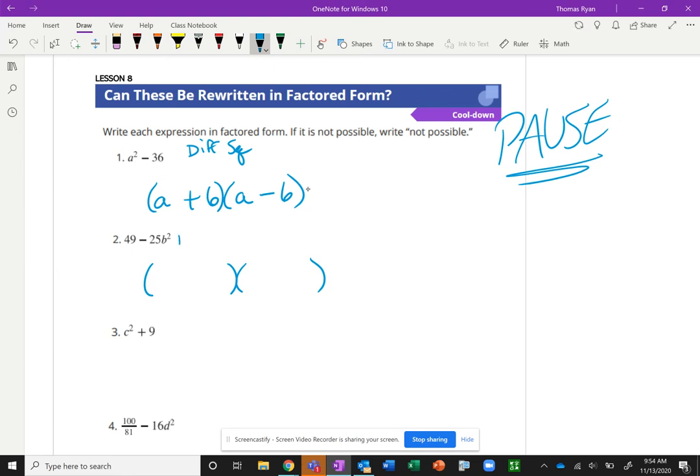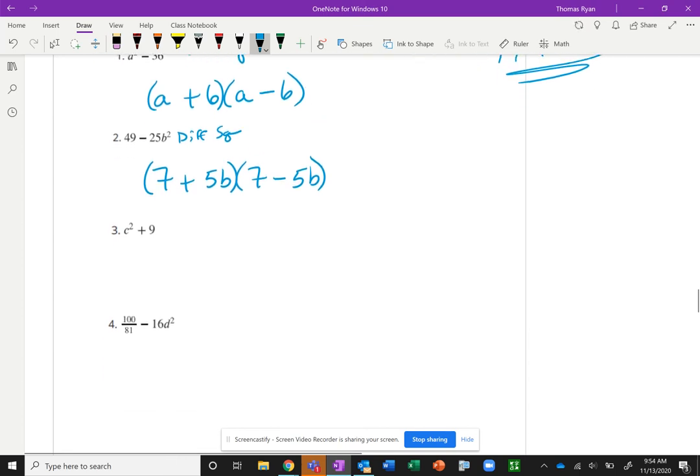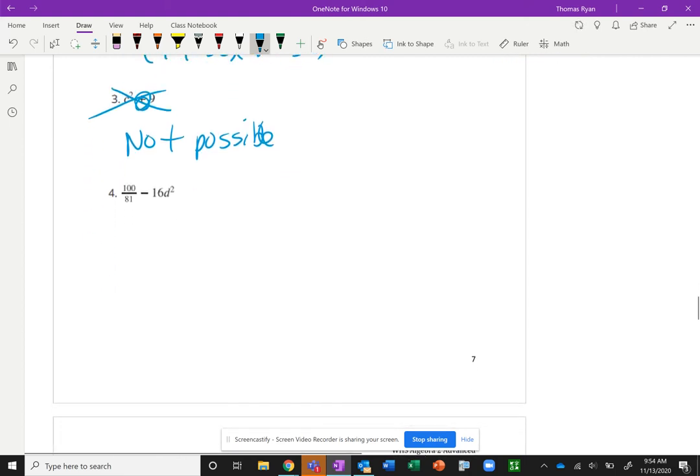Same thing. This is a difference of squares. 49 should jump out, 7 and 7. We know 25 is 5 and 5. b times b would give us b squared. One plus, one minus. Wham bam, thank you, ma'am. What's the difference here? Not possible. Why? Because it's not a difference of squares.